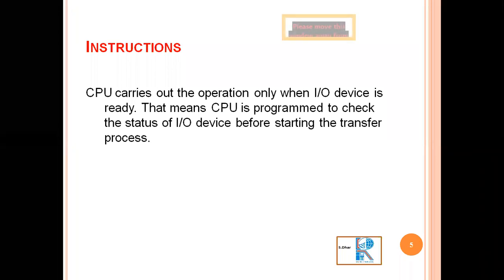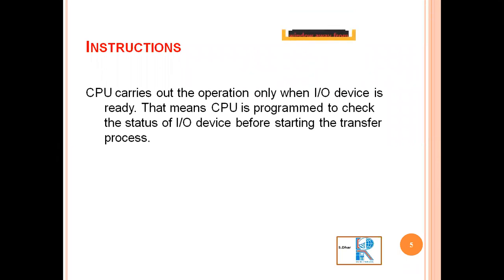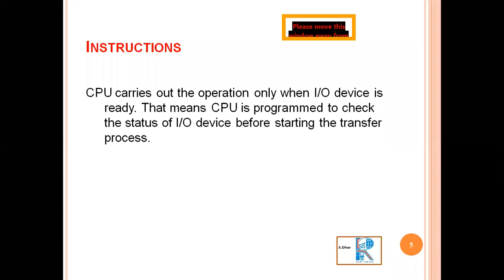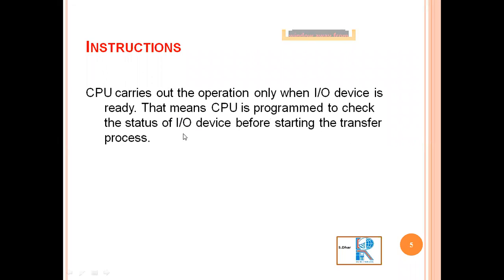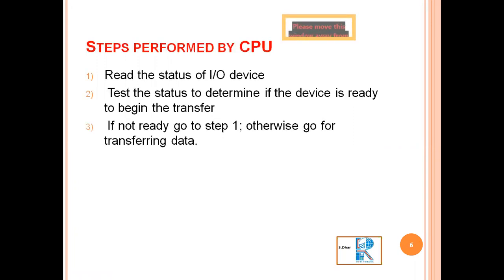What is the main thing here? The CPU has to check the status of the IO device to find out whether the IO device is ready to transfer the data, or whether it is ready to receive the data. Clear? So the CPU is programmed to check the status of the IO device before the starting of the transfer operation. Clear?